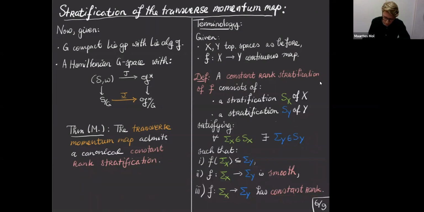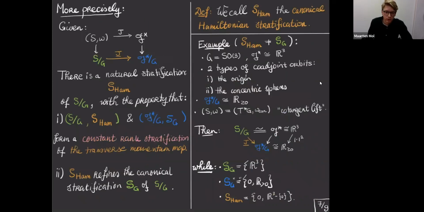All right. So now let me be a bit more precise, because it turns out that to construct such a stratification of the transverse momentum map, we can first of all take the stratification by orbit types on G star mod G. And all we have to do is really find a refinement of the stratification by orbit types of S mod G. So the statement really is that there is a natural stratification, S-Ham, which I call the canonical Hamiltonian stratification, with the property that together with the orbit type stratification on G star mod G, it forms a constant rank stratification of the transverse momentum map.